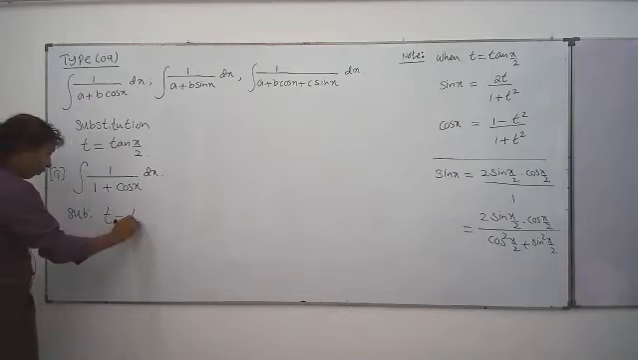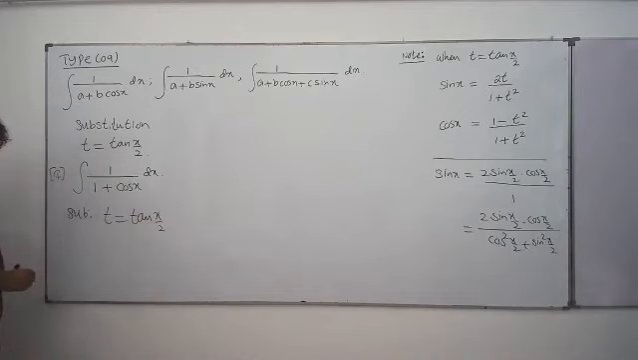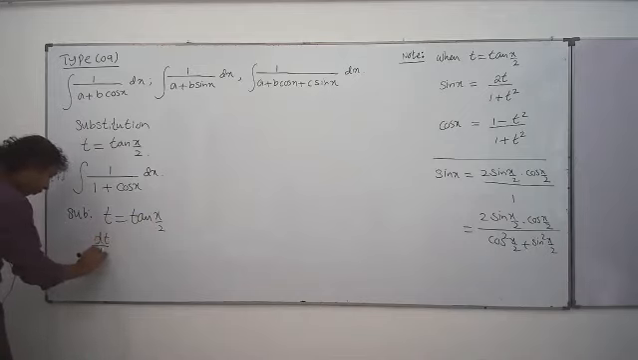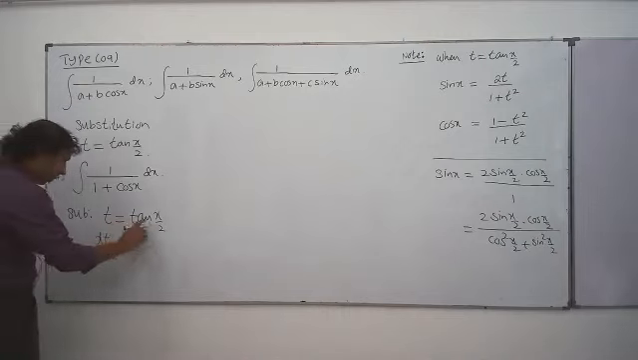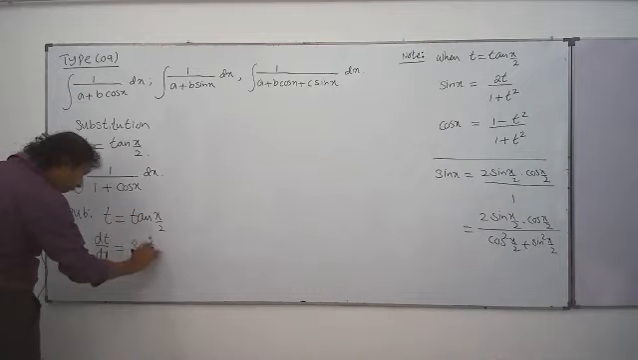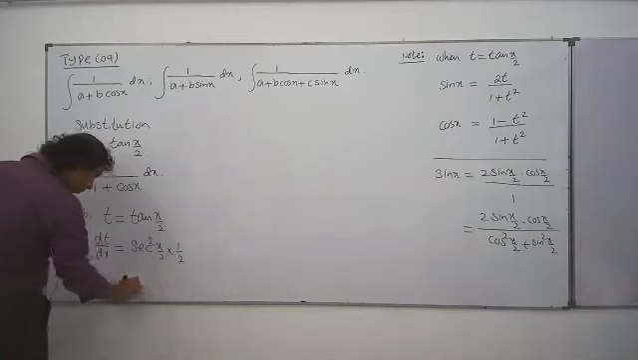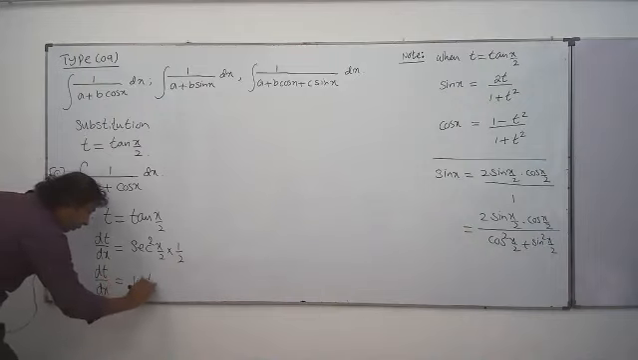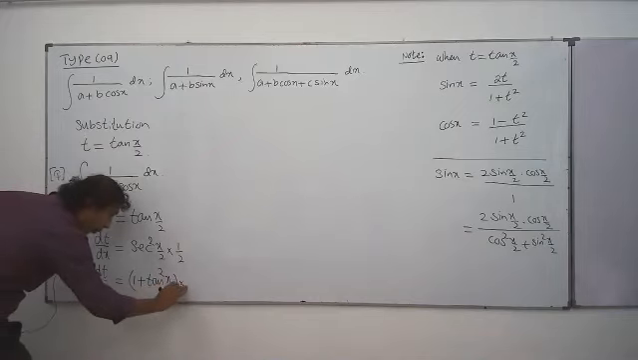The substitution is t equals tan x by 2. We have to differentiate this substitution with respect to x. We get dt upon dx. Tan x by 2, when you differentiate, what do you get, people? Sec square x by 2 multiplied by the derivative of x by 2, which is half. But you can write sec square x by 2 as 1 plus tan square x by 2, into half.